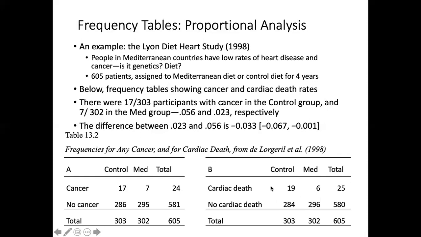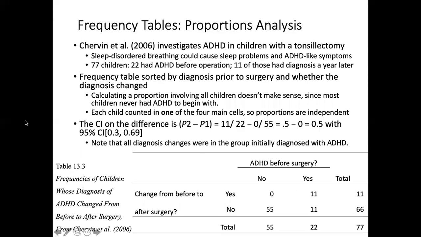They also looked at cardiac disease as well, and we see similar differences here, where 19 of the 303 died of cardiac disease or cardiac-related illnesses in the control group, but only 6 of 302 in the Mediterranean diet group, right? So that's how you can use that kind of comparison on a frequency table. So you'll do some of this type of math and analysis on the proportions homework that's coming up.